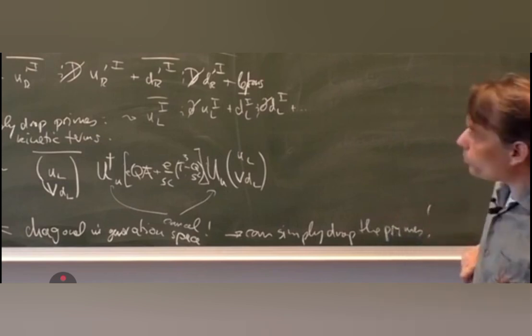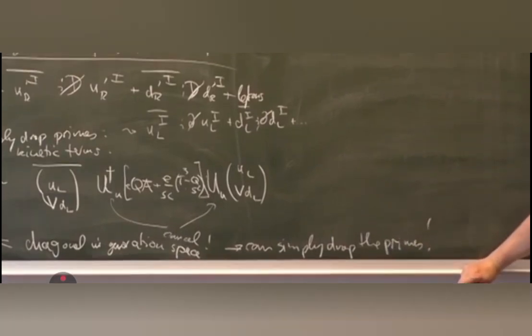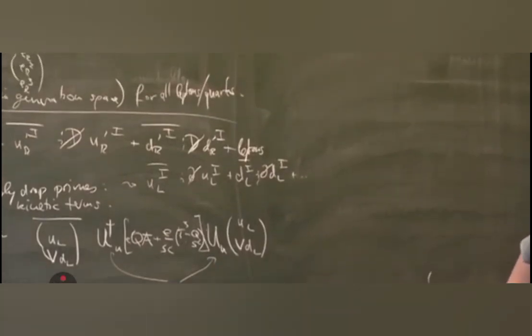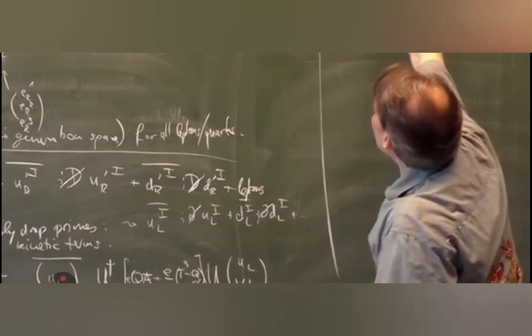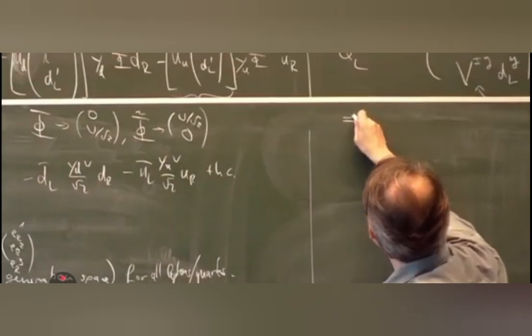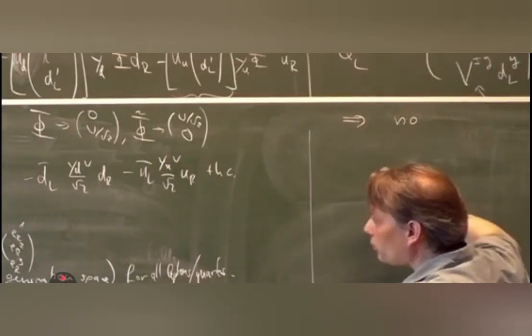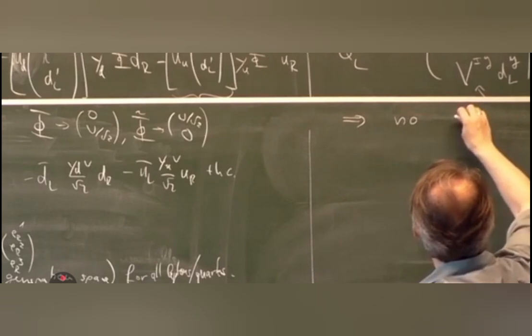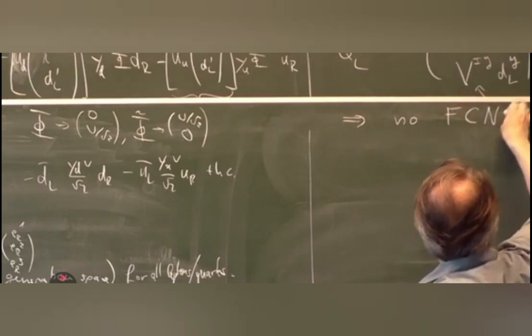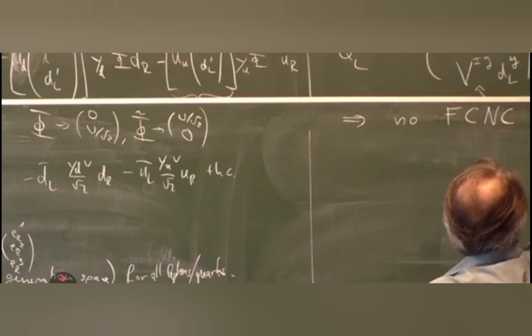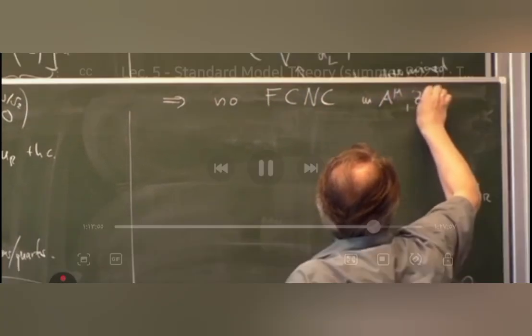So the primed fields interact in the same way as the unprimed fields with photon and Z. And that is already an important consequence, which we will write down in more detail later. But this means that there is no flavor changing neutral current in the photon and the Z boson couplings.